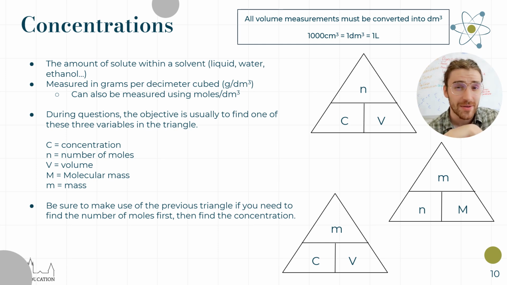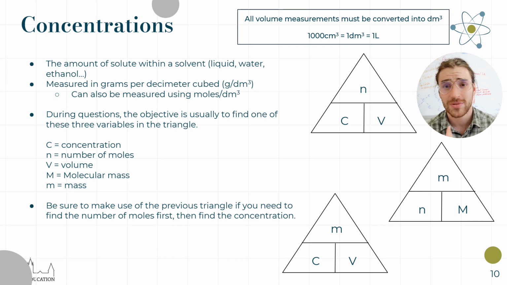How to remember that? I like to remember solvent: the V kind of looks like a W for water. So water is going to be your solvent, and what you use is the solute, the salt, let's say. So concentration is how much salt there is inside of your water, how much solute is in the solvent. It's measured in grams per decimeter cubed or moles per decimeter cubed.